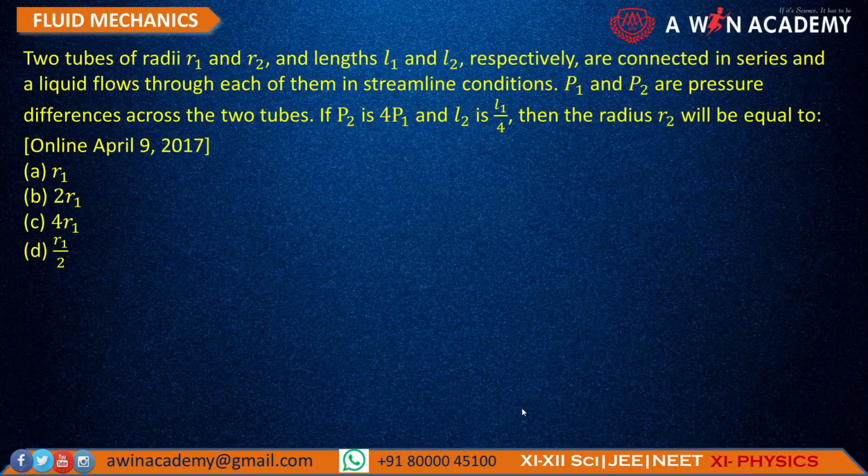Two tubes of radius R1 and R2 and length L1 and L2 respectively are connected in series. A liquid flows through each of them in streamline condition. P1 and P2 are pressure differences across the two tubes. If P2 is 4P1 and L2 is L1 by 4, then the radius R2 will be equal to. Here the problem is like that.